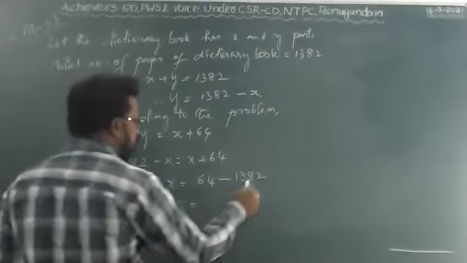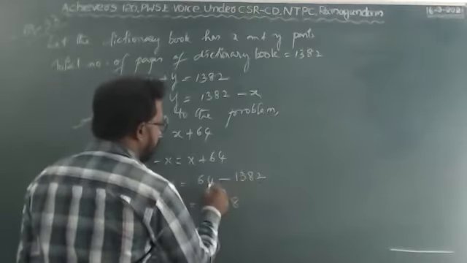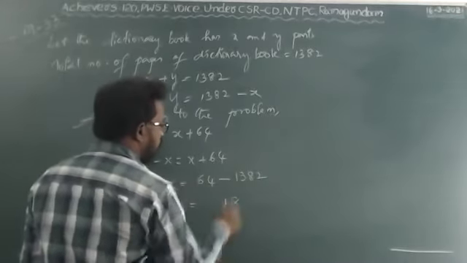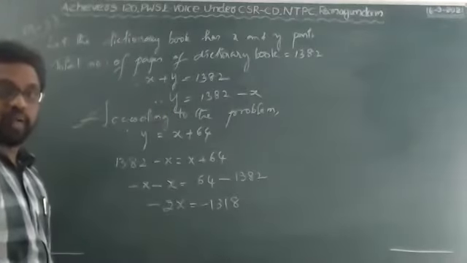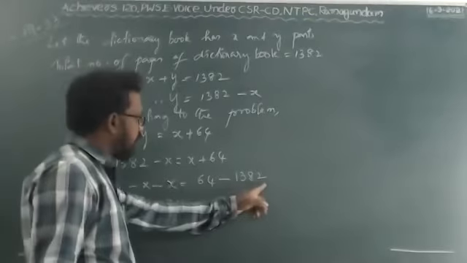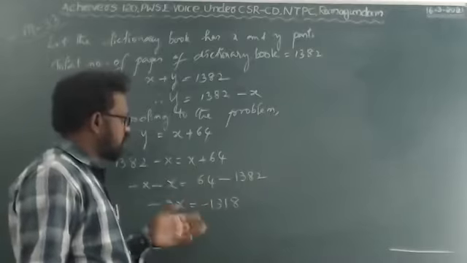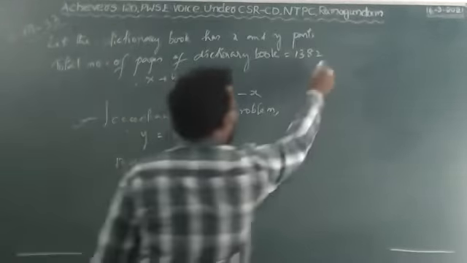Subtracting, you will get 12 minus 4 is 8. Here 7 minus 6 is 1. 3 minus nothing, 3, 1. Subtract 64 from 1382, you get 1318. Minus and minus get cancelled.